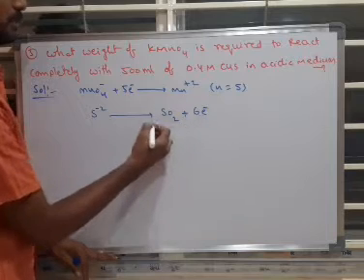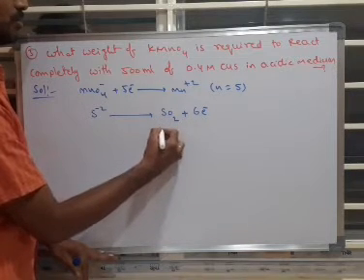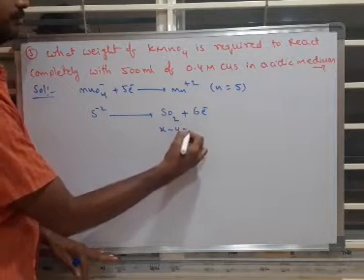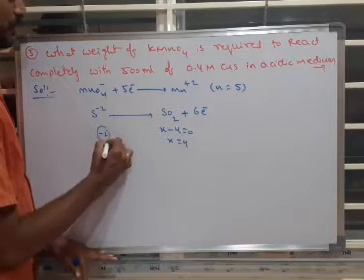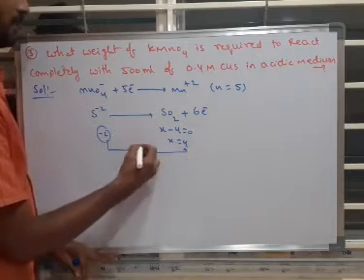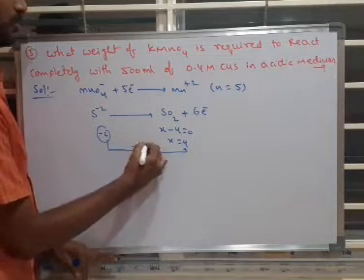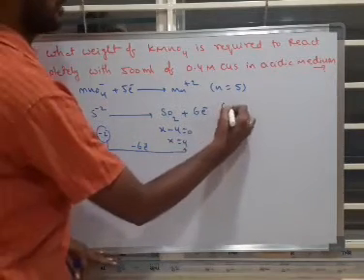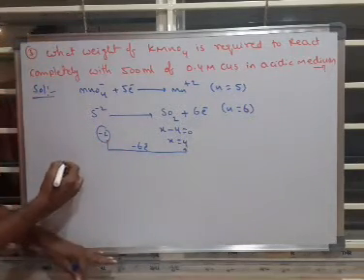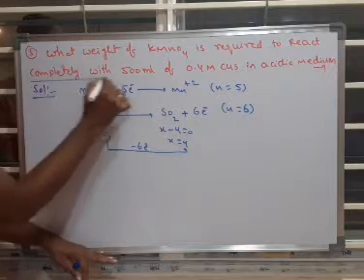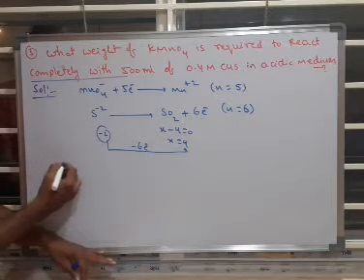How did you get 6 electrons? In SO2, the sulfur oxidation number is plus 4, and here the sulfur oxidation number is minus 2. So minus 2 to plus 4, how is it possible? By losing 6 electrons. So what is the N factor? N factor is equal to 6. We have to do it for the complete reaction.